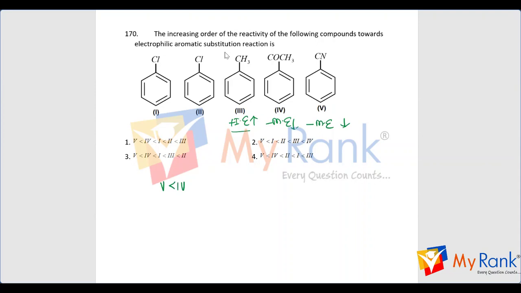Whenever an electron withdrawing group is there, the reactivity towards electrophilic substitution decreases. So that's why the fifth one is least reactive, and the next is the fourth one. And the first one here has a minus inductive effect group, therefore it is less reactive. The second one has no group, therefore it is more reactive. In the third one, plus inductive effect is there, therefore it is the most reactive. This is the reactivity order: fifth, fourth, first, second, third. So the correct option is the first option.